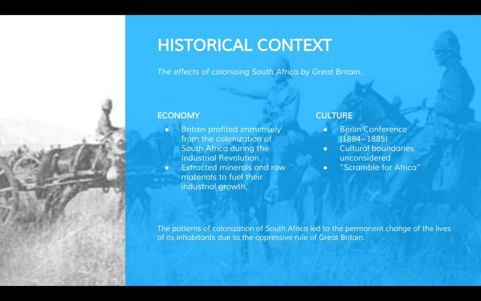So let's start off with the historical context. British colonization of South Africa commenced in 1652 at the Cape. Its original purpose was to regulate trade routes passing through that region, but soon the powerful European nation realized the potential to develop the Cape for their own benefits.